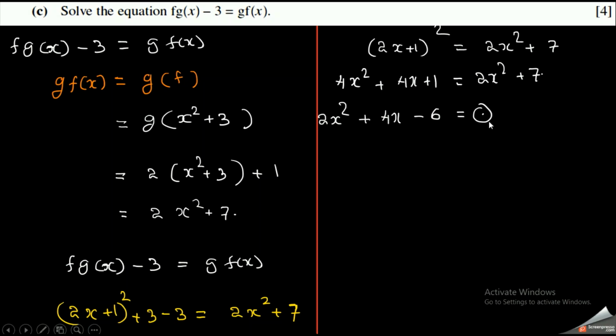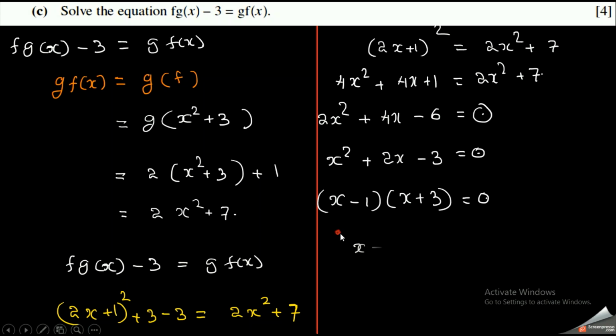Now this 2 is common for all. We'll divide everything by 2. So it's a simple quadratic equation now. x squared plus 2x minus 3 equals 0. Then you can very easily factorize this as (x plus 3)(x minus 1). Then we'll have the answers. x minus 1 equals 0, x plus 3 is equal to 0, and then x is equal to 1 or x is equal to minus 3.